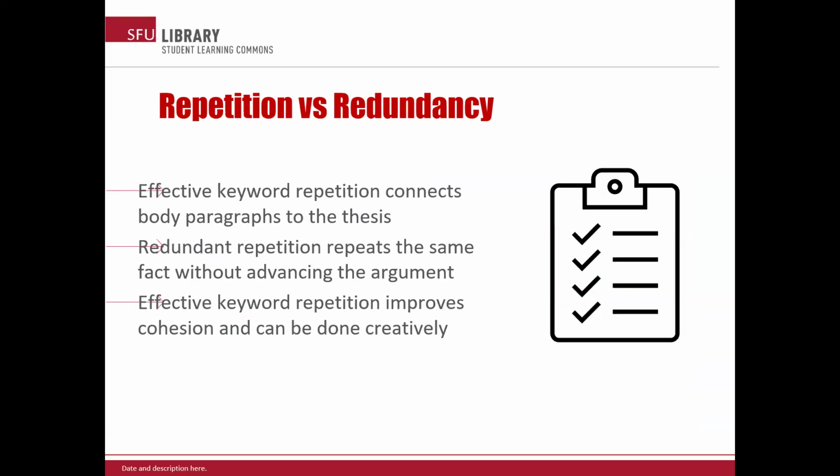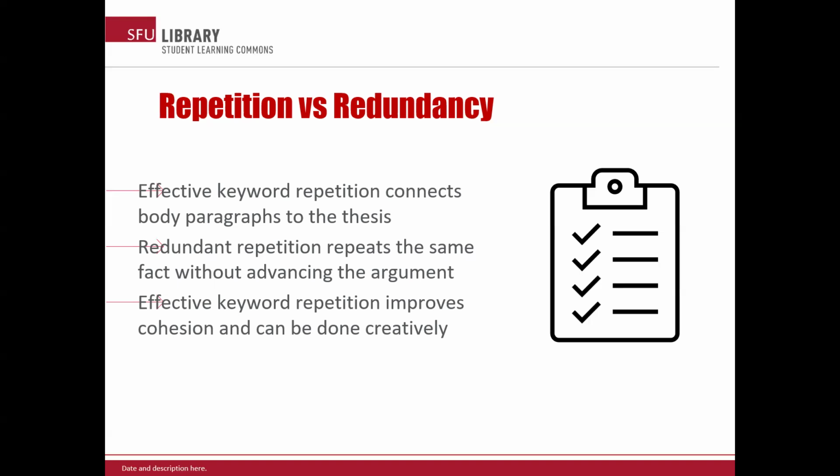I want to end briefly with a comment regarding repetition. So keyword repetition is an effective cohesion strategy to connect body paragraphs back to your thesis. But we've also been told to avoid repeating ourselves when writing in academia. There is a difference between effective keyword repetition and redundant repetition. So this redundant repetition is writing in circles around the same ideas without advancing or supporting them in meaningful ways. It's just stating similar facts or evidentiary points in different ways without that requisite analysis or synthesis of ideas.